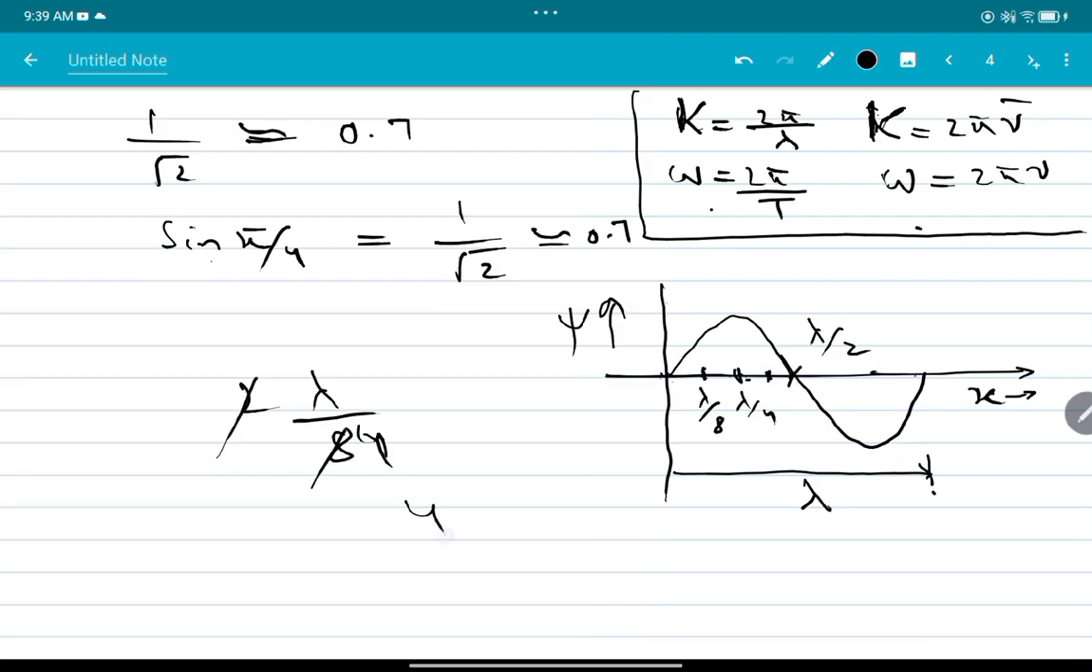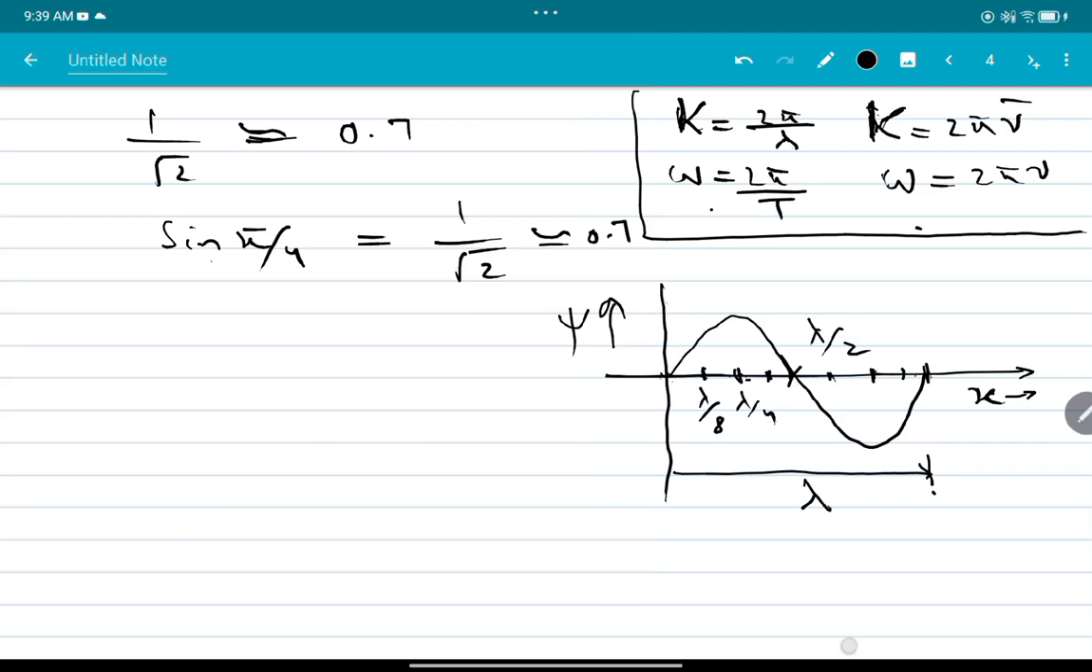See, 4 lambda by 8, 4 twos are 8, that is lambda by 2. So 4 lambda by 8, 5 lambda by 8, 6 lambda by 8, 7 lambda by 8, 8 lambda by 8. That means I will divide this lambda into 8 divisions.